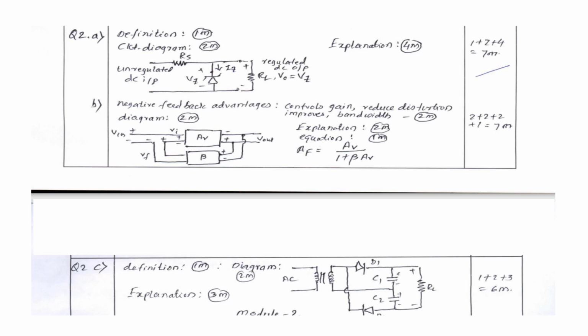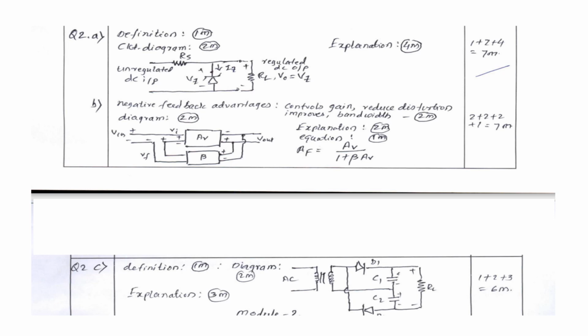And the B question is about negative feedback. What are all the advantages of having negative feedback? You have to list the advantages, which carries 2 marks, and you have to draw the diagram for negative feedback, which is 2 marks, and then the explanation for that particular diagram carries 2 marks. And the equation Af = Av / (1 + βAv), that is, with feedback, how you calculate the Af, is for 1 mark. So totally it is 7 marks.